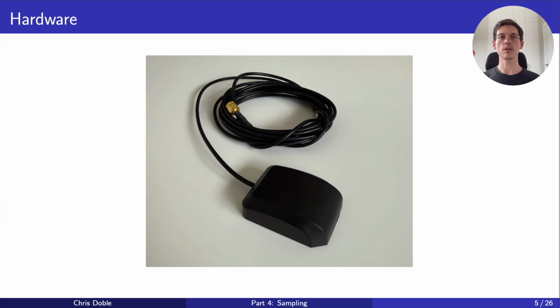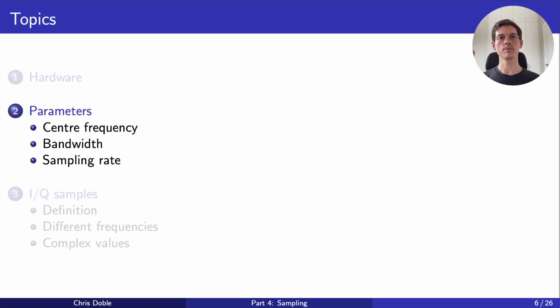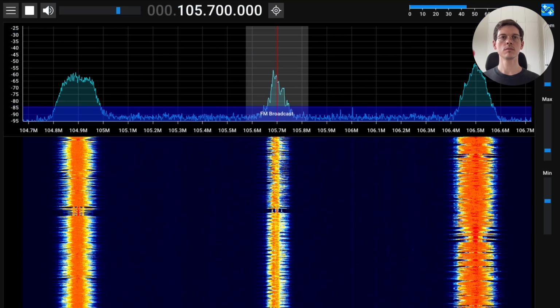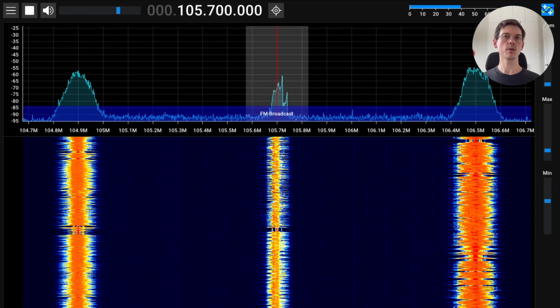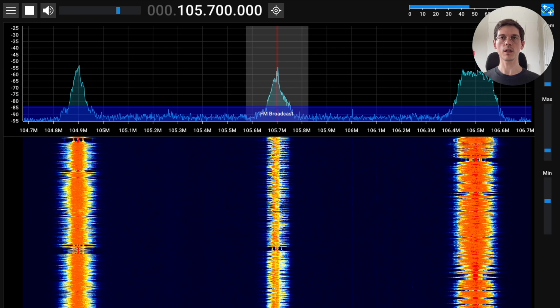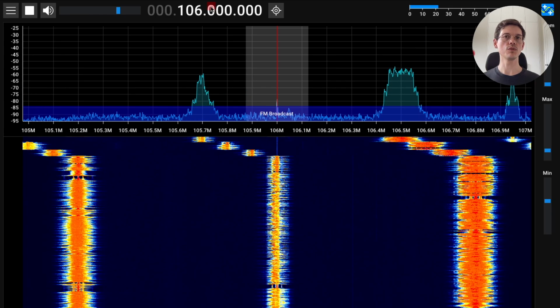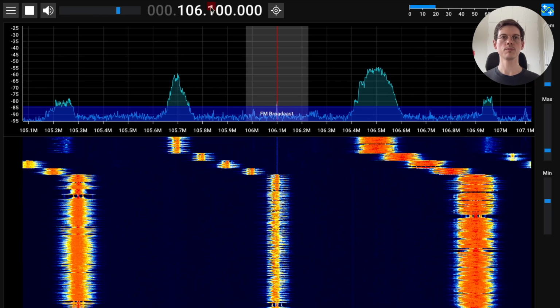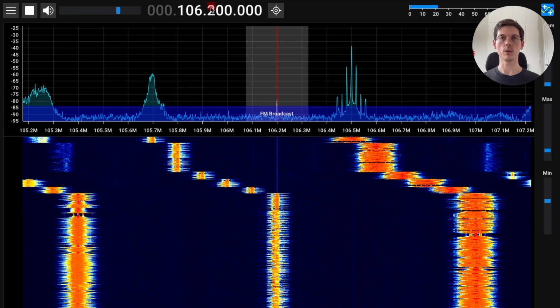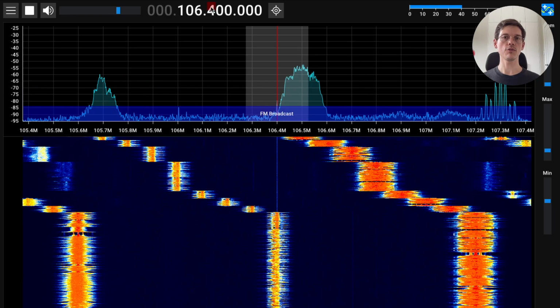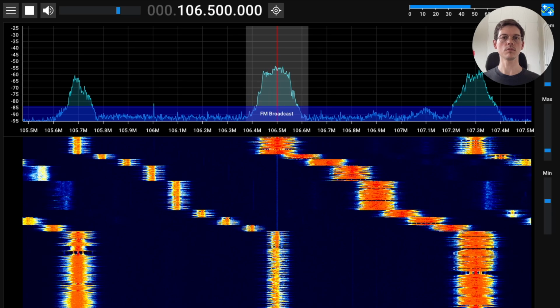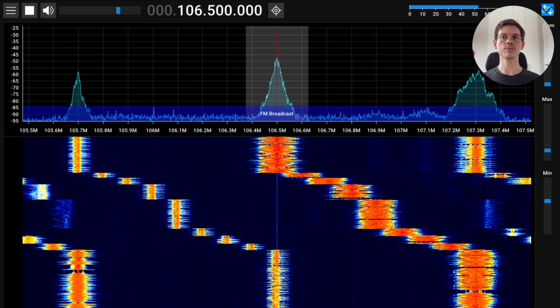But to use them to receive a signal, we need to configure three parameters: the center frequency, the bandwidth, and the sampling rate. So what's the center frequency? Let's go back to the FM radio to demonstrate. The center frequency is the frequency you've tuned the radio to, just like in your car. You can see that as we increase the center frequency, the signals move to the left as we move up the frequency spectrum. Eventually, we lose the radio station we were listening to, and if we increase it enough, we eventually get to the next radio station. It's just like turning the knob in your car.